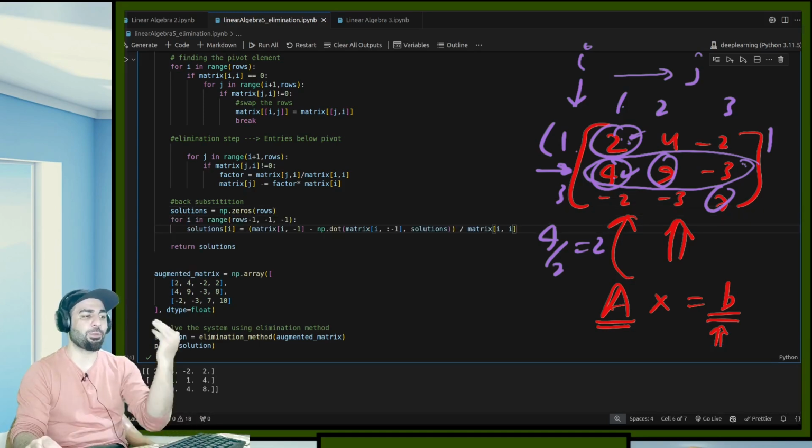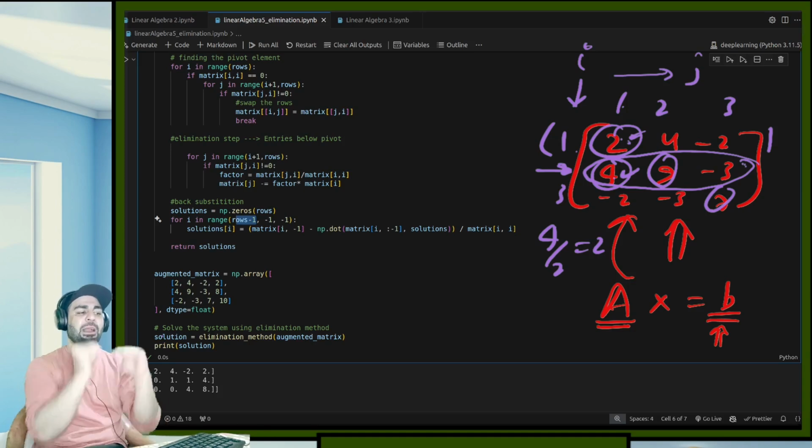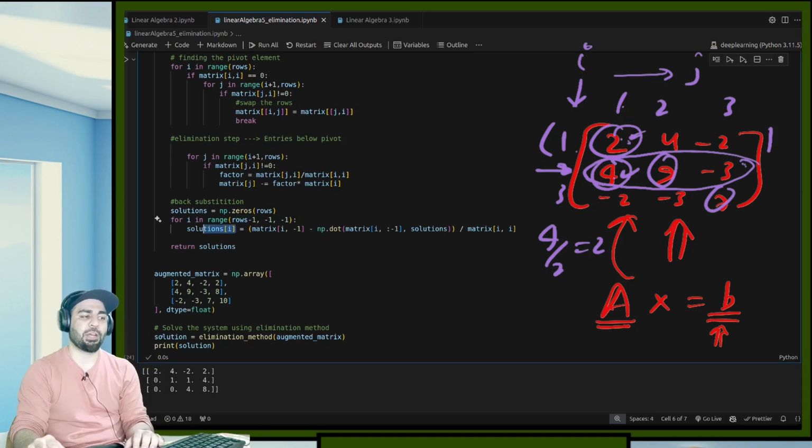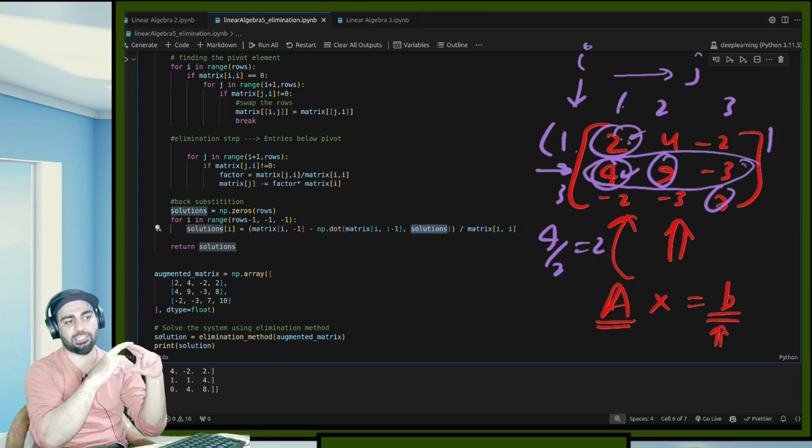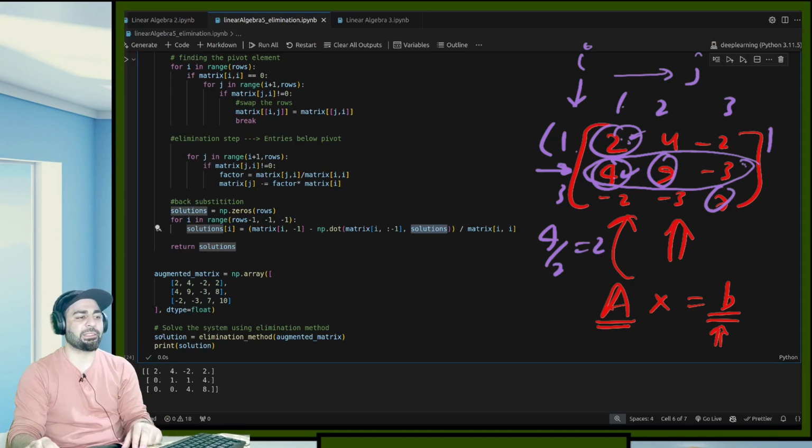So I am running this loop in reverse. So I am saying row minus 1, minus 1, minus 1. I am basically coming backwards. So solution of I. Let's suppose solution of I, it will start backwards, and the first thing that I'll find is the answer. So if you see, I perform a dot product of the matrix from I to that minus 1. I am selecting that and performing the dot product with the solutions. Okay, and then I am taking this matrix of I minus 1 and subtracting it and dividing it by the pivot element to get the solution. Okay, these are my solutions.